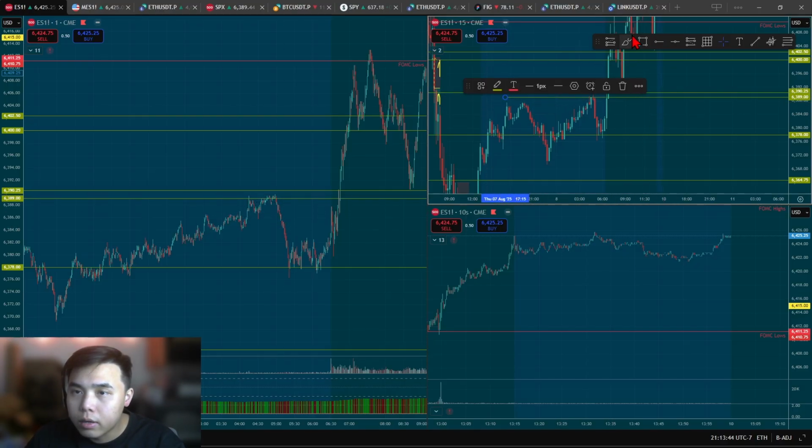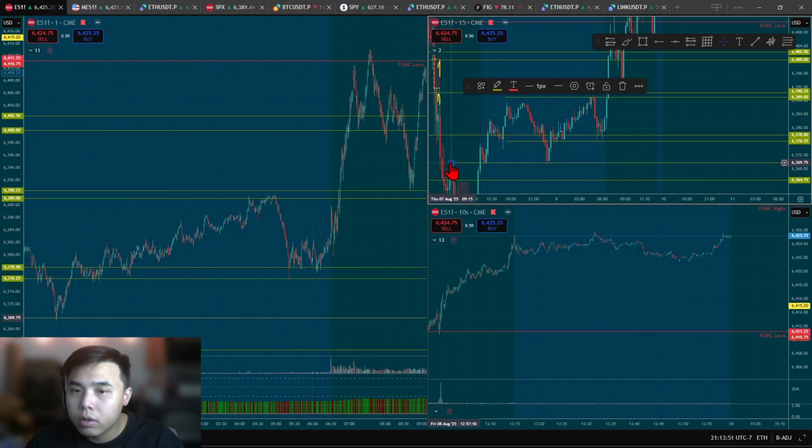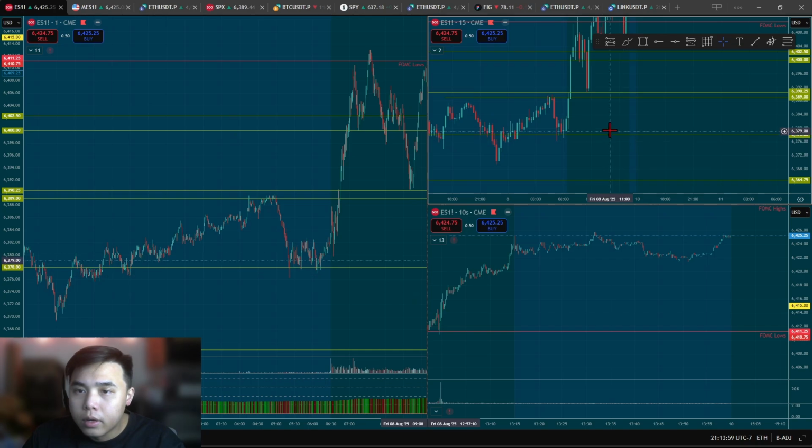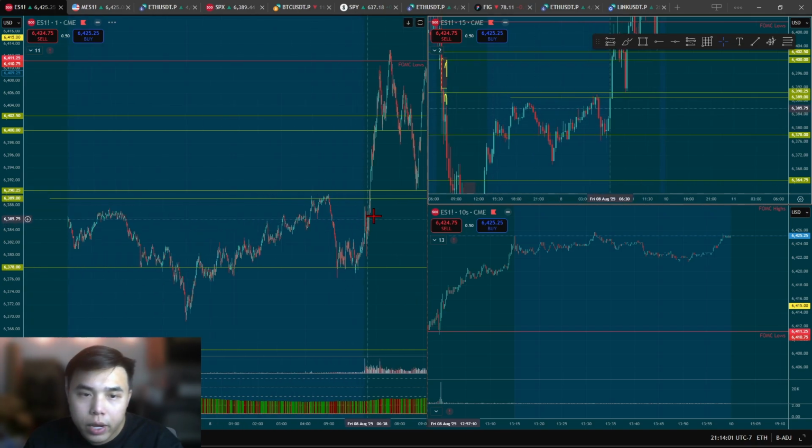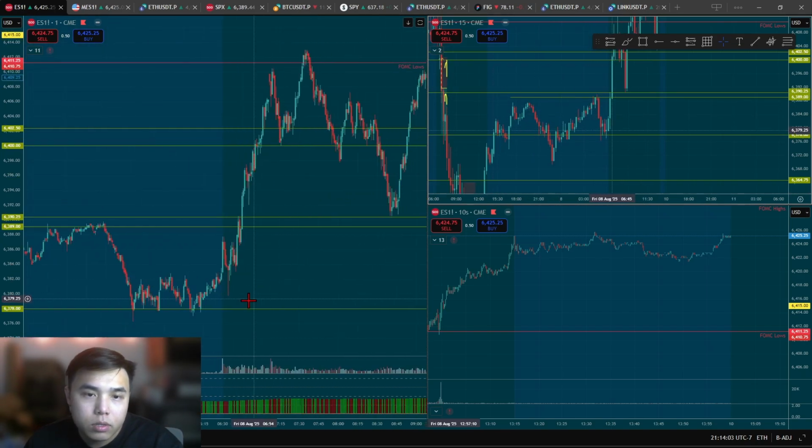There's a level right there. There's a low like right here. There's also a low over here. And so this low kind of combines with like 3 little areas there. And yeah, you just create those levels and then see what happens, right?